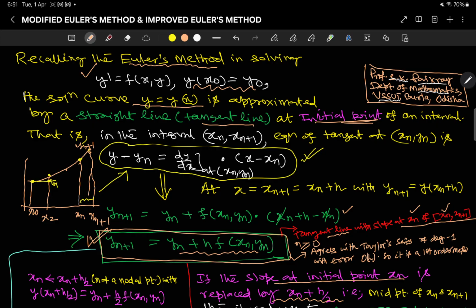So here this Euler's method agrees with the Taylor series method of degree 1, meaning up to the term involving h, and the error is of order h. So it is a first order method.